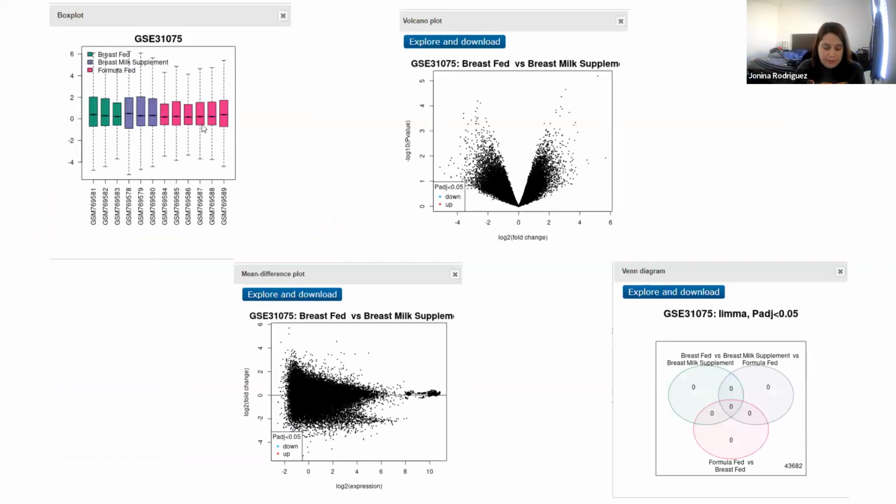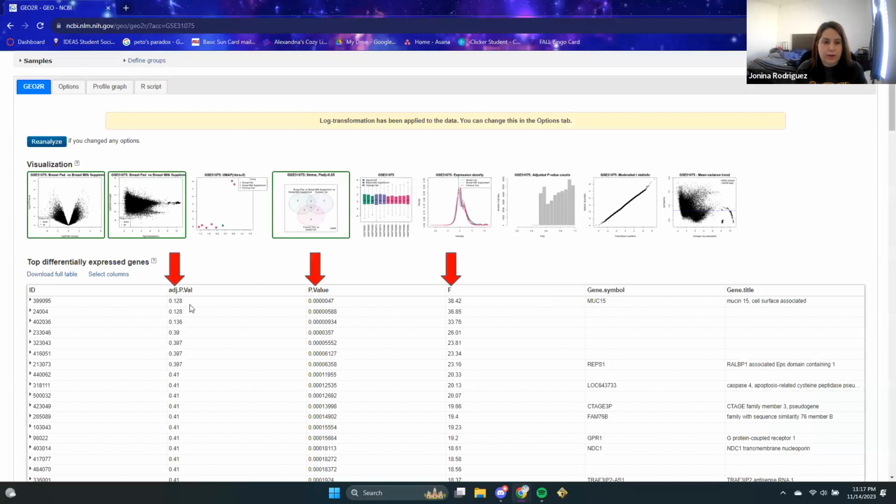There is a box plot, which allows us to view the distribution values of our selected samples. As you can see, we have breast milk supplement and formula fed. Then the volcano plot, which displays the statistical significance of the negative log 10 p-value. You have a mean difference plot, which displays the log 2 fold change versus the average log 2 expression values. And then our Venn diagram, which shows the overlap in genes that are significant to each other.